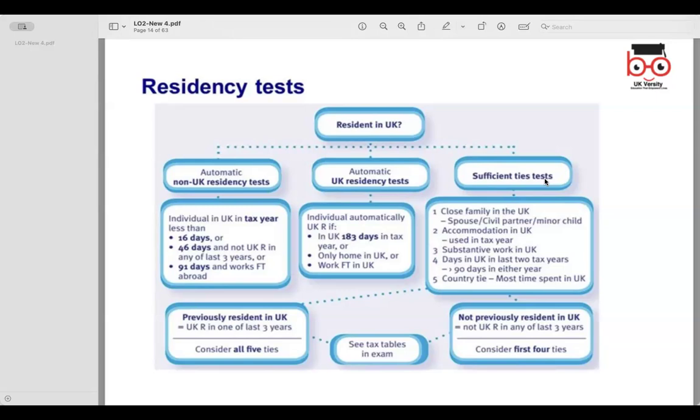Not previously a resident in the UK. If an individual was not a UK resident in any of the last 3 years, they need to consider the first 4 tests to determine their residency status.